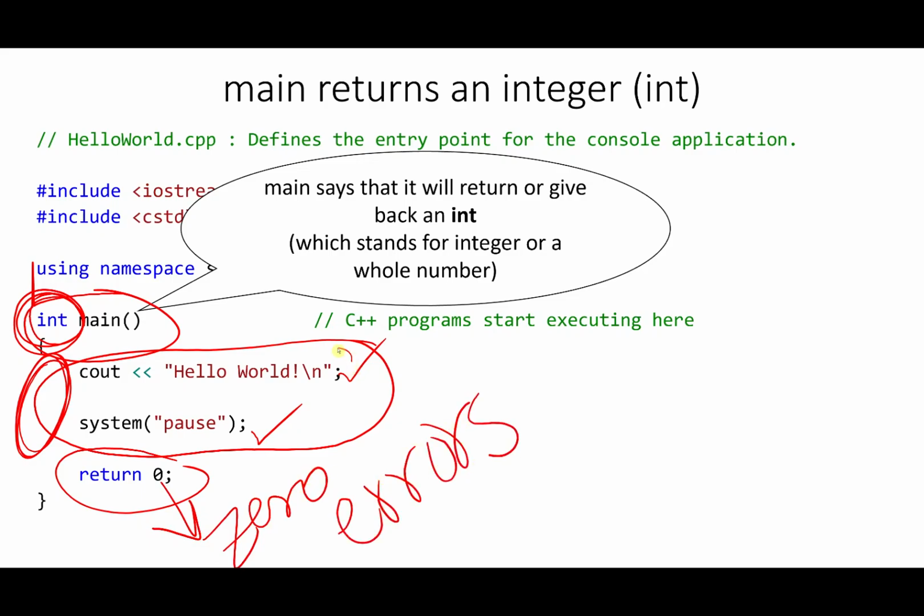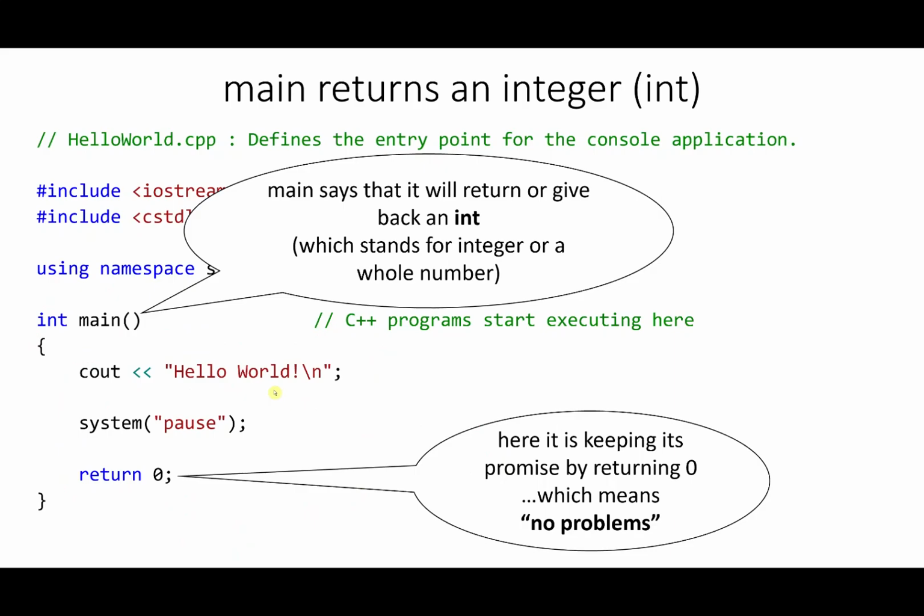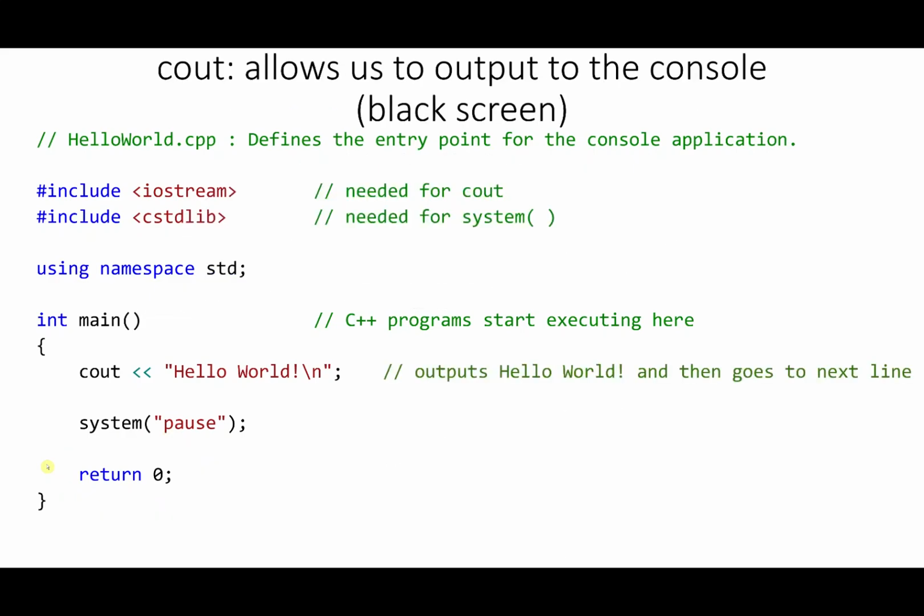Otherwise, if something wrong happens in this line, for example, or in this line, the compiler is going to automatically return the error code. So returning 0 means that we kept our promise, which means no problems.